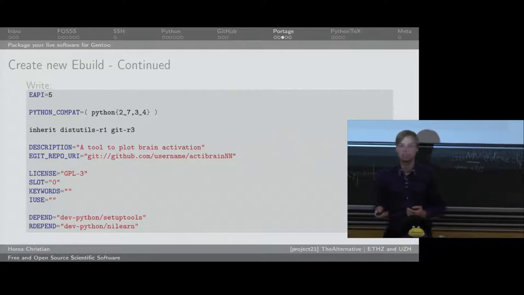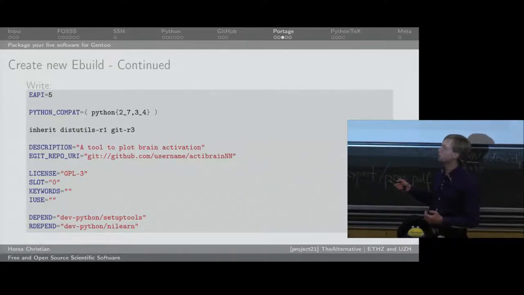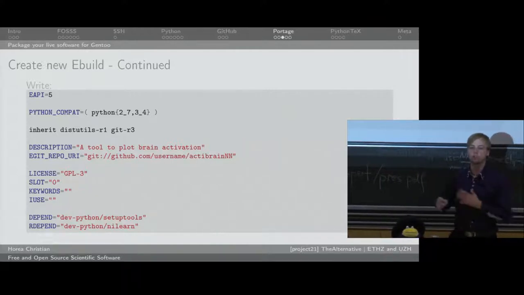It's actually the same for an e-build. So we're going to tell the e-build that we're going to use the distutils functions, which are the functions that can automatically manage that setup.py. So we distributed our code with setup.py. I told you that setup.py allows Python package management software to take care of stuff. Yeah, distutils-r1 is the part of Portage which interfaces with that. Yeah. git-r3 allows Portage to download stuff directly from Git, which we will be doing for our live software.